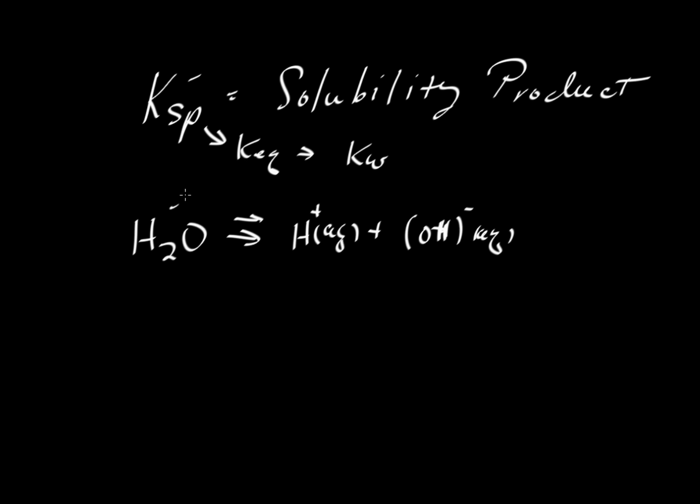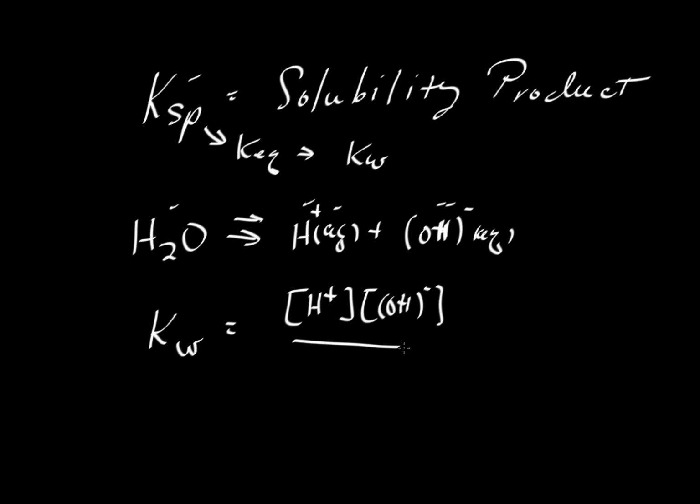And notice this, 1 mole of water will give us 1 mole of hydrogen and 1 mole of hydroxyl. So since we're getting equal moles of hydrogen and hydroxyl, if we know the concentration of this, then we know the concentration of that. These will be the same. We can write the equilibrium constant, and we'll write it K sub W, as the concentration of the products, hydrogen ion multiplied by hydroxyl ion, and then divided by the concentration of water.